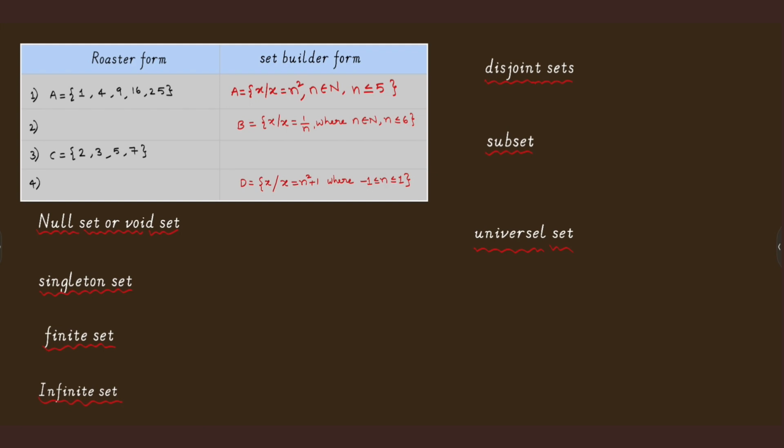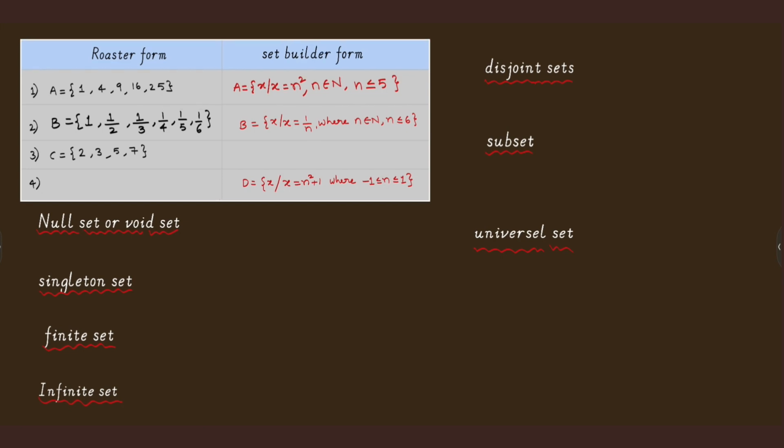So here we can write that set in the roster form as B is equal to 1 by 1. 1 by 1 is 1 only, because 1 also we have to take because they are starting from 1. Natural number starts from 1. 1 by 1 is 1. And the second one, 1 by 2, and next 1 by 3, next 1 by 4, 1 by 5, 1 by 6 also. After that we have to close it because we have to take up to 6. So this is the roster form of the second one: 1, 1 by 2, 1 by 3, 1 by 4, 1 by 5, 1 by 6.